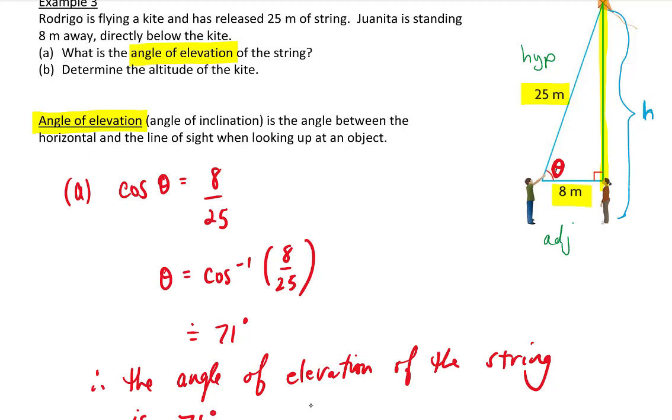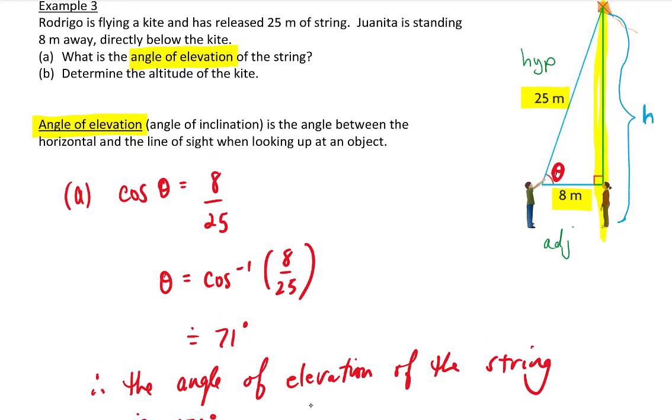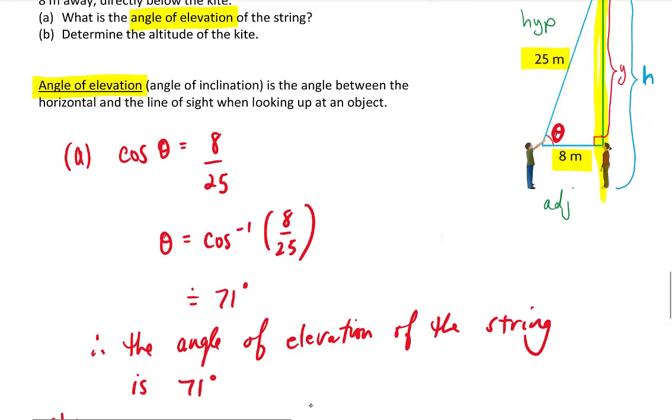Plus, we may even need to know the height of Juanita. So the total height is the height of the triangle plus Juanita's height. So first let's start with the height of the triangle. There are two ways we can find this. The easiest way to find the height of the triangle, or this height right here, is to use Pythagorean theorem.